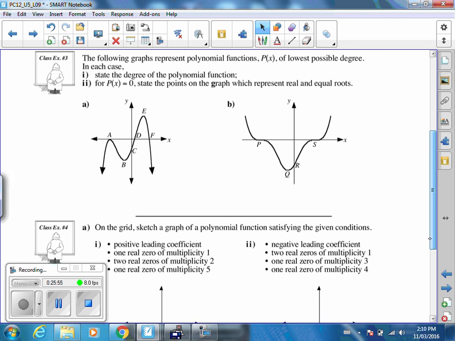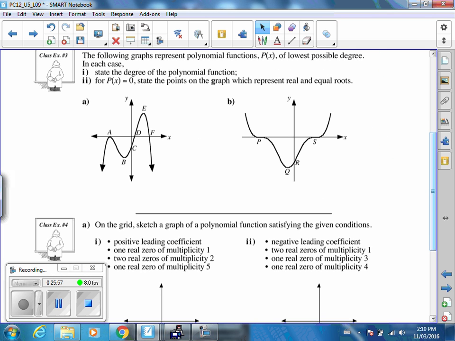Verified. For these ones, all I'm going to do is write the minimum possible degree. My favorite way of doing degree is by checking the directions: 1, 2, 3, 4 directions. It also has 4 x-intercepts, although that's not always the case. This is 3 changes at this point, this is 3 at this point. So overall, I'm going to say 6.